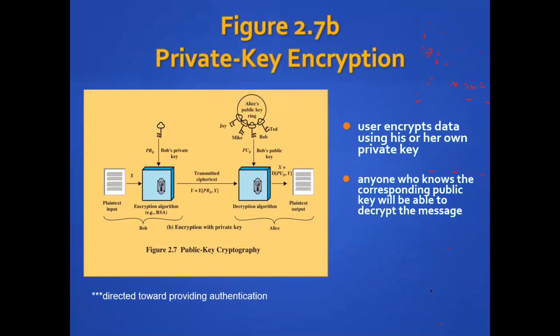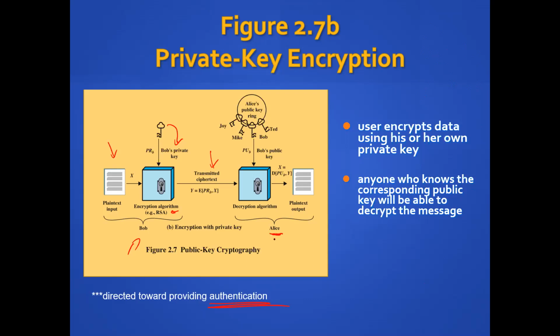Now, if we want to focus on authentication, we take the plain text. So again, Bob is going to use Bob's private key, and the algorithm, you can see there, RSA is indicated. Then we have the transmitted ciphertext, which is sent over the insecure channel.